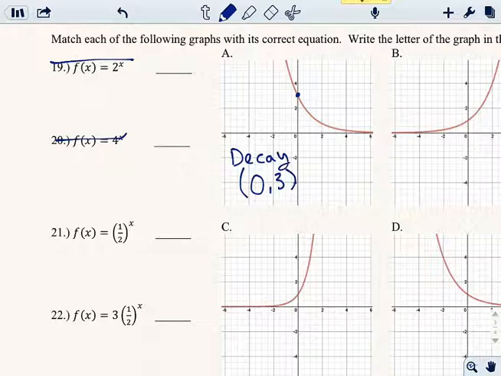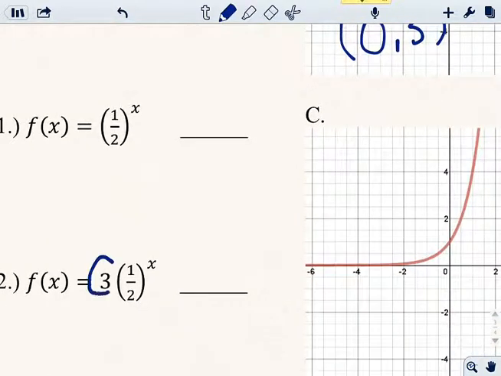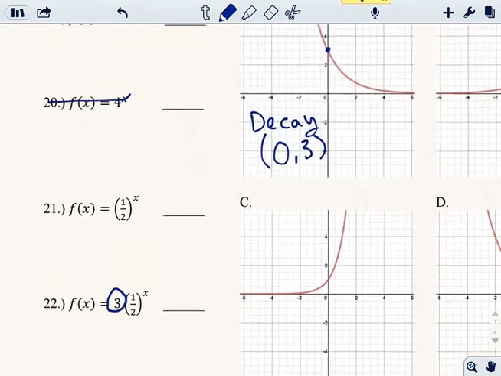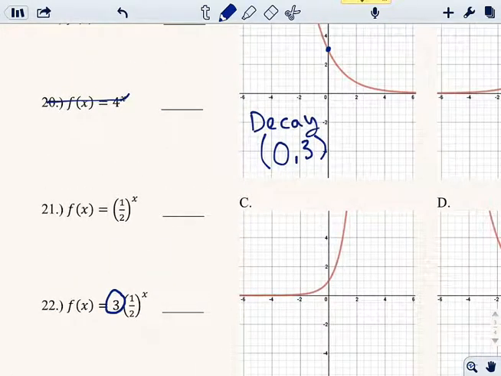Now I look down here at 21 and 22. They both have the same decay rate. So the thing that differentiates the two is this 3, okay? And that 3, as long as there's not a C, is going to tell me what my y-intercept is. And so I see now it's all starting to make sense that if I've got decay and I've got (0, 3) for my y-intercept, then clearly A must go right here.